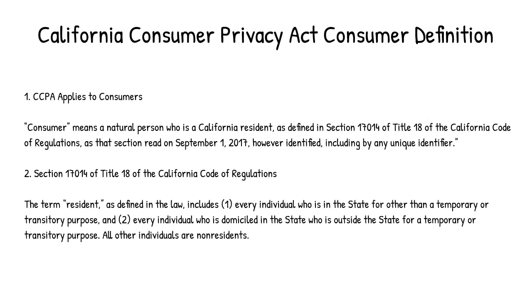Now, you might be wondering, okay, wait, what about the rest of that definition as defined in Section 17014 of Title 18 of the California Code of Regulations? And so I've included it below there. It says the term resident, as defined in the law, includes one, every individual who is in the state for other than a temporary or transitory purpose, and two, every individual who's domiciled in the state who's outside of the state for a temporary or transitory purpose. All other individuals are non-residents. Do you need to worry about this?